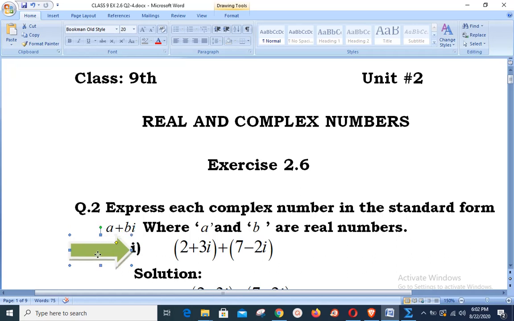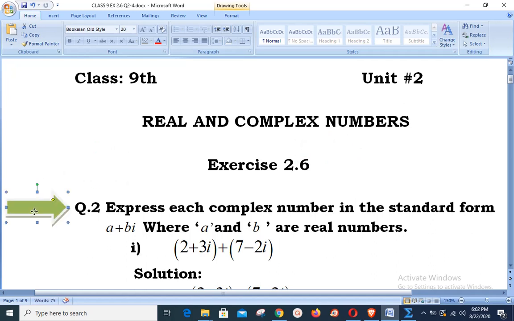That is, the first part a is called the real part, whereas the second part b is called the imaginary part. So a complex number comprises two parts. The first part is called the real part and the second one is called the imaginary part. So starting our today's topic, that is exercise 2.6, we selected question number 2.